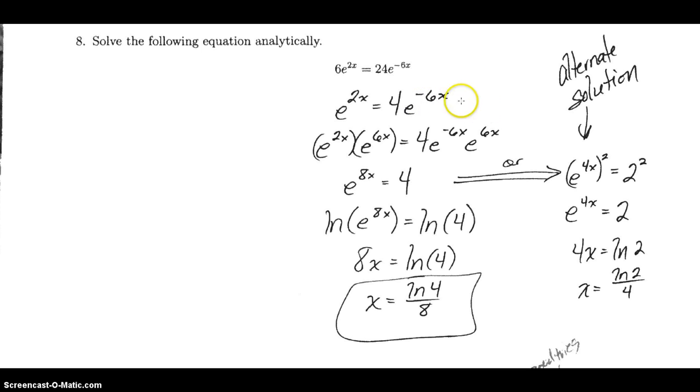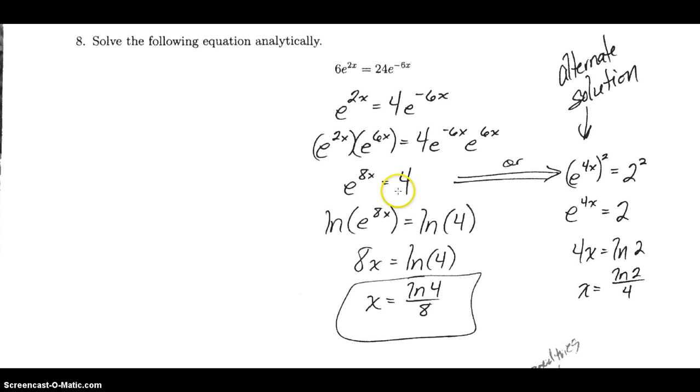I'm going to multiply both sides by e to the 6x, because that will allow these to cancel out. Why? Because when we multiply two quantities of the same base, we're just adding the power. Negative 6x plus 6x is 0. So we have e to the 0th, which is 1. 4 times 1 is 4. Over on the left, we're adding the 2x and 6x to get 8x.